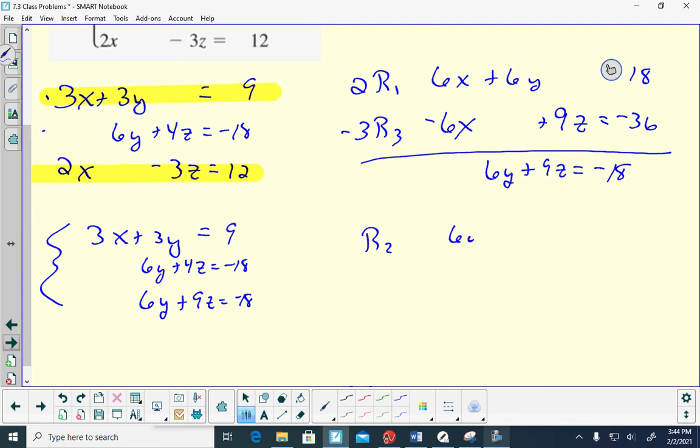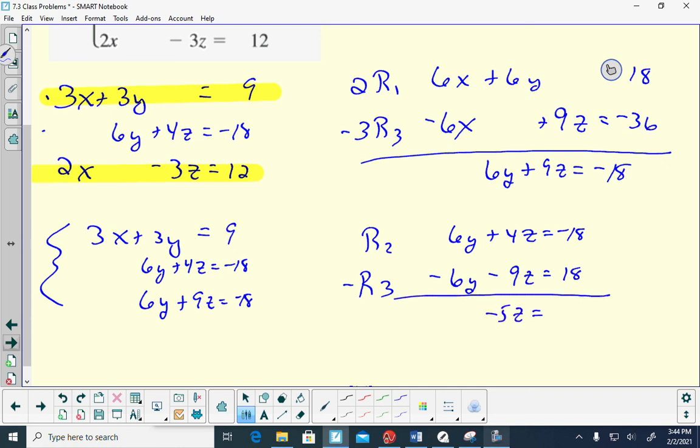So looking at 2 and 3, I decide that I'm going to leave row 2 alone. So 6y plus 4z is equal to negative 18. I'm going to take the opposite of row 3. So negative 6y minus 9z is equal to a positive 18. And when I do that, the y's will equal 0. I'm left with negative 5z is equal to 0. Divide both sides by the coefficient, in this case negative 5, and I get z is equal to 0.